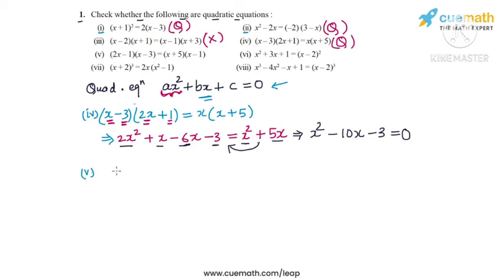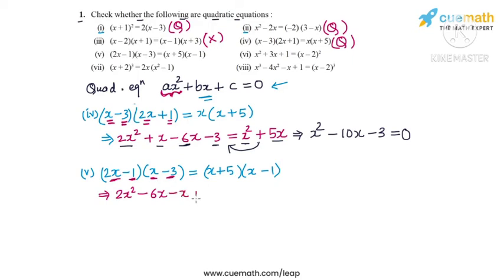In part 5 the equation is 2x minus 1 times x minus 3 is equal to x plus 5 times x minus 1. So let's expand the products on both sides. So we have 2x times x, so that's 2x square. Then we have 2x times minus 3, that's minus 6x. Then we have minus 1 times x, that's minus x. And then we have minus 1 times minus 3, that's plus 3.